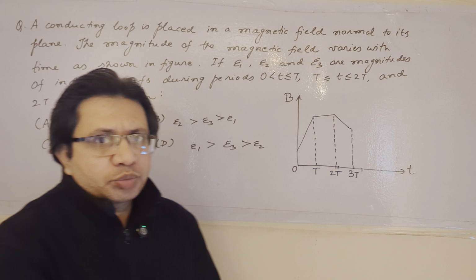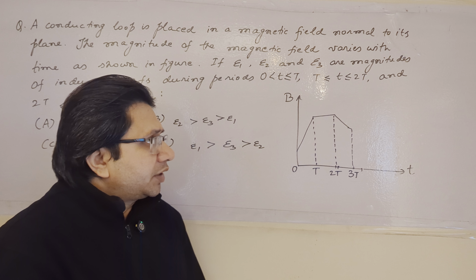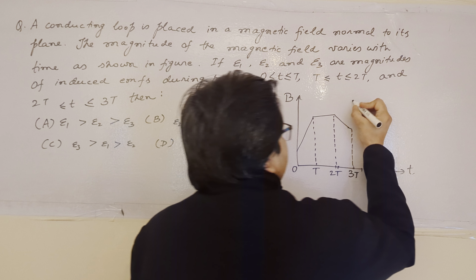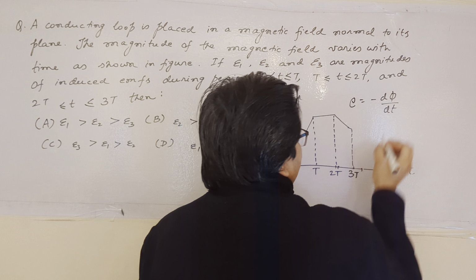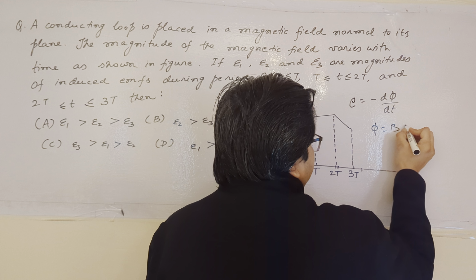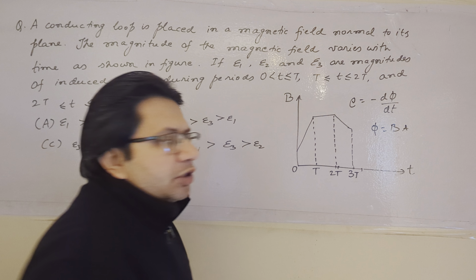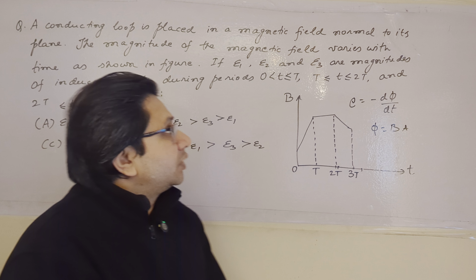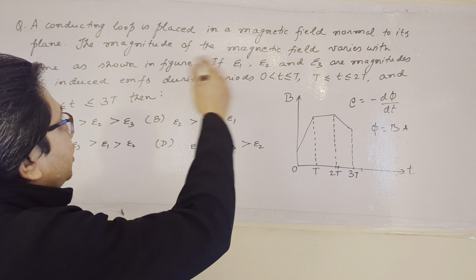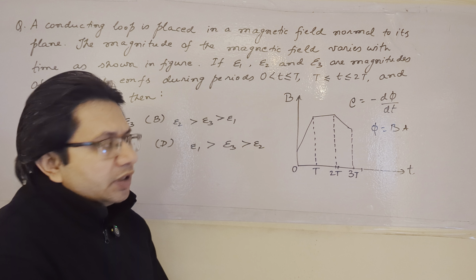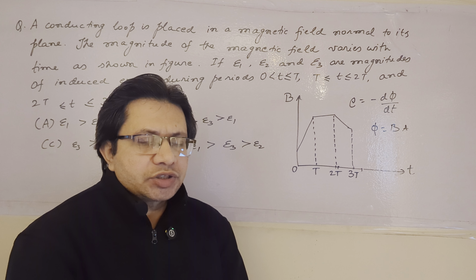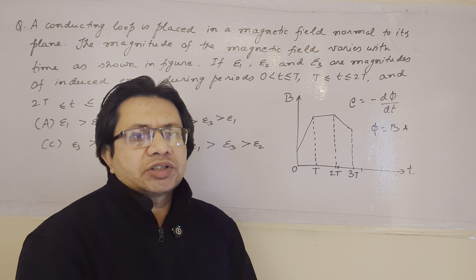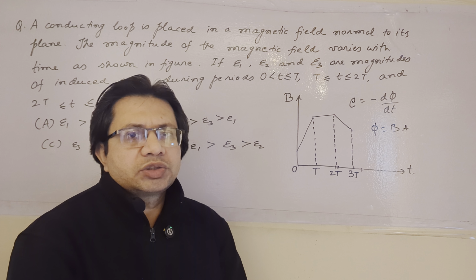So the problem is based on the topic electromagnetic induction, and in particular the induced EMF formula, which is E equals minus d phi by dt. Now we know that phi equals B dot A, and B dot A is BA cos theta. It is given that the magnetic field is normal to the surface of the loop. It means that the area vector and the magnetic field have the same direction, and then theta is equal to 0 and cos 0 is 1.